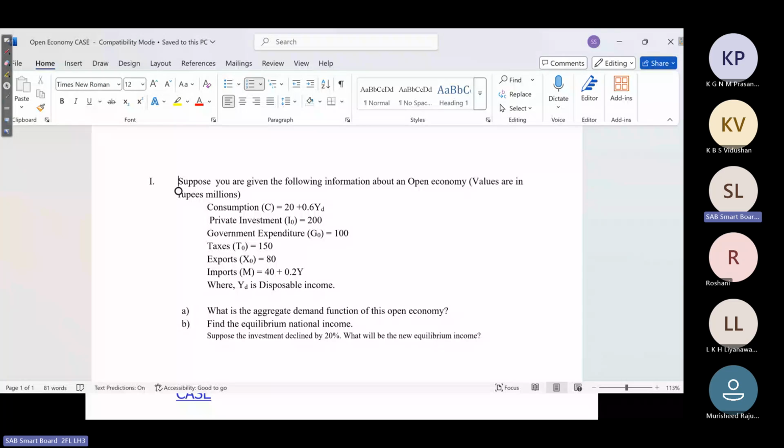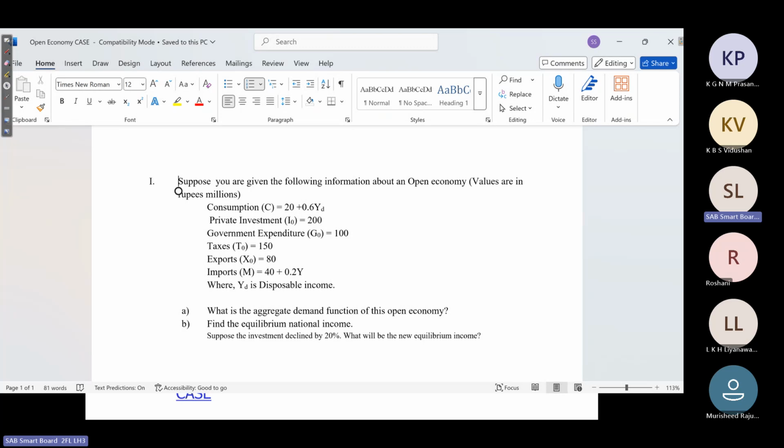So you substitute the model variables given according to our example. So we had 20 plus 0.6 yd plus 200 plus 100 plus 80 minus the bracket 40 plus 0.2y. So then we simplify the equation. 20 plus 0.6 yd. Now our tax function: we have given autonomous tax, and y minus tax is 150.